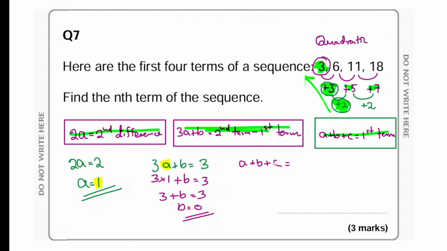a add b add c is equal to the first term, which is 3. Now I already know a is 1, b is 0. So 1 add c is equal to 3. So take the 1 to the other side. So c must be 2. So a is 1, so 1 n squared, or you can just put n squared. Plus b is 0, 0 times n is 0, so that term completely disappears. And c is 2.